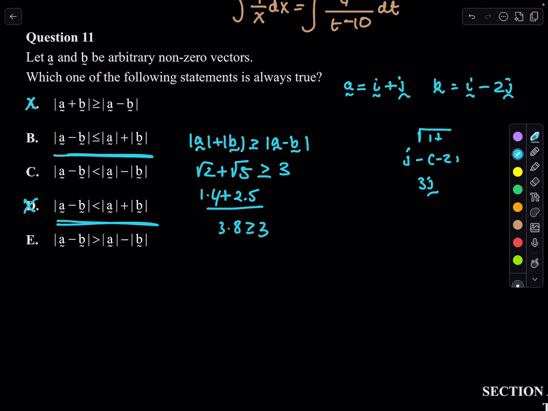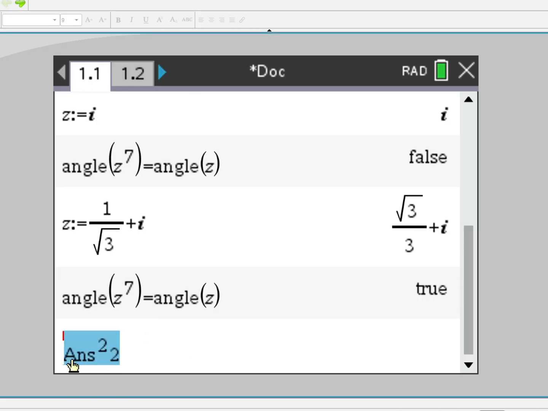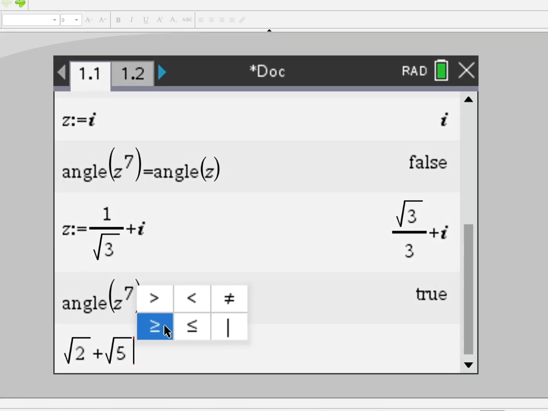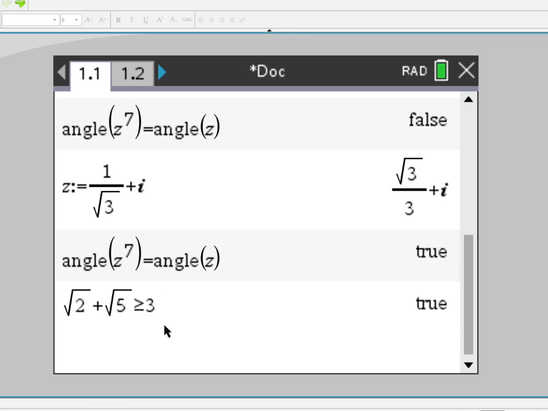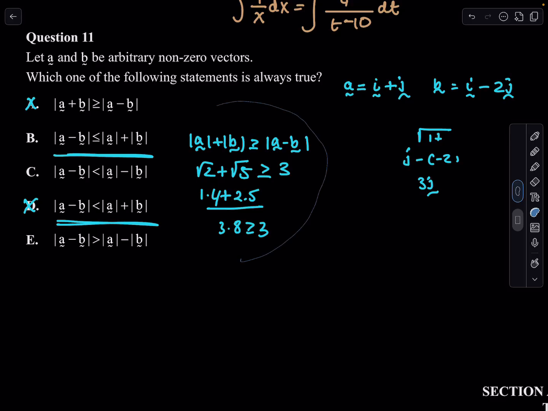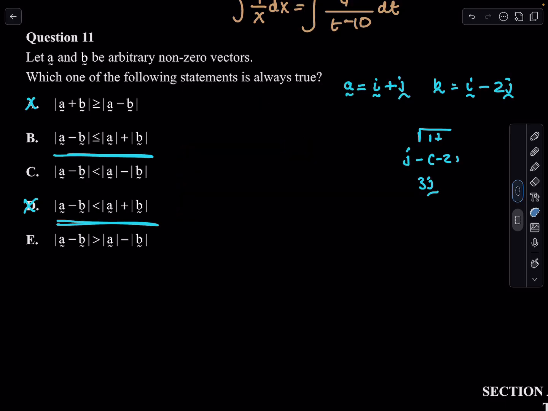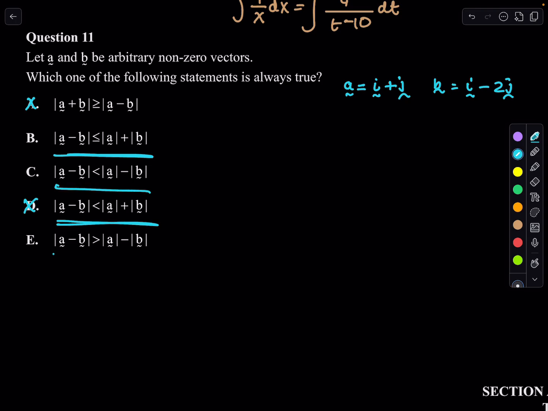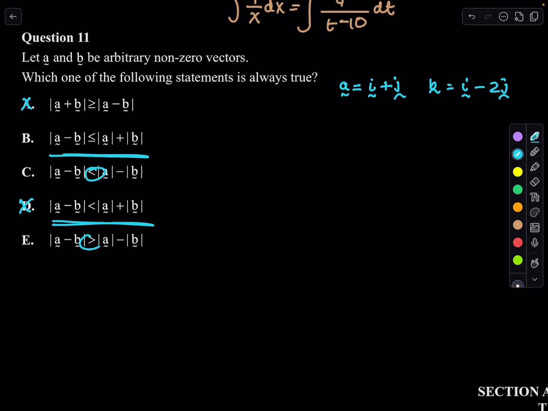And we can actually put this in our calculator, just to make sure that the statement holds true. Is root 2 plus root 5 greater or equal to 3? Yeah, it's true. So this statement holds true. I'm realizing that makes sense. So it looks like B would be the best. Now we're also going to check the other ones. The other ones are the same, but the difference is this one's less, this one's greater.